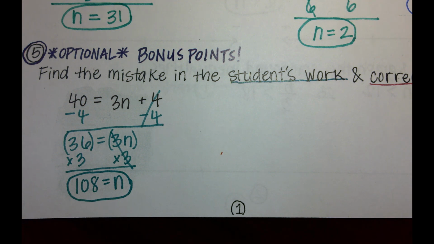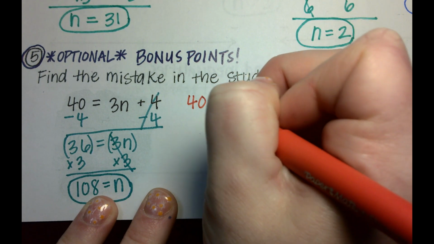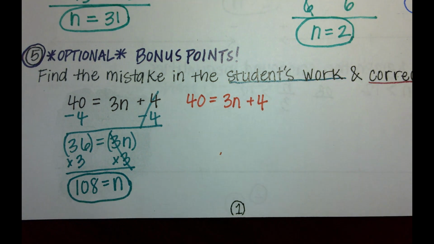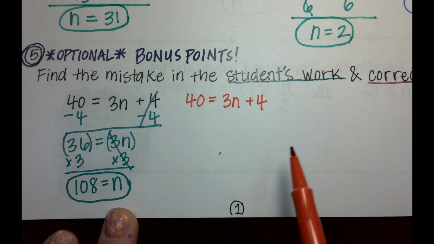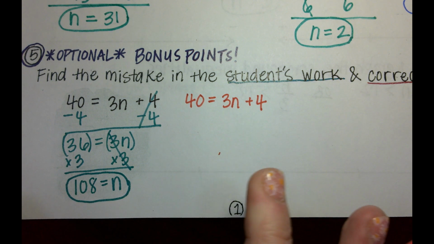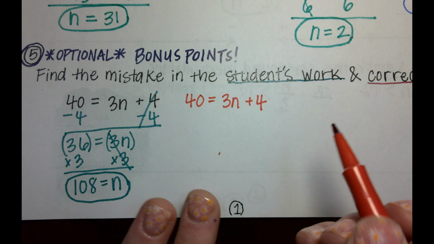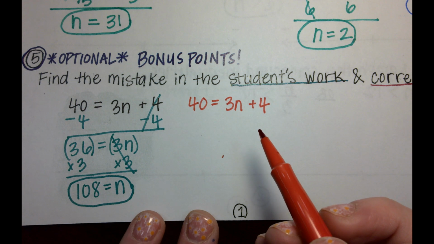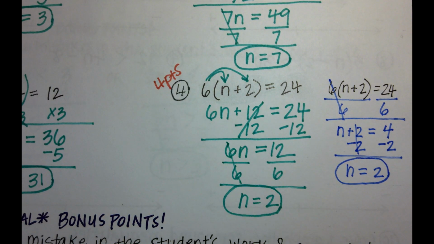So let's do that. I'm going to rewrite this problem. 40 equals 3n plus 4. And let's just compare our work to the student work as we go. Again, this is a bonus question. When you take your quiz, you don't have to do this. However, if you do it, you'll get some points. So if you don't do it, it's not counting against you. How much is number four? Number 4, 4 points. Oh, perfect. Yes.